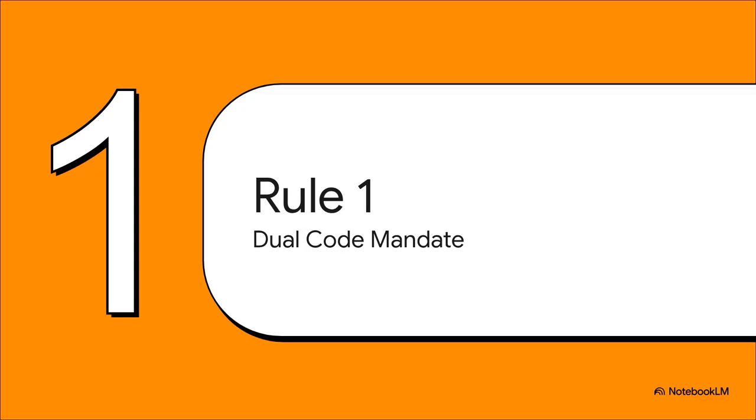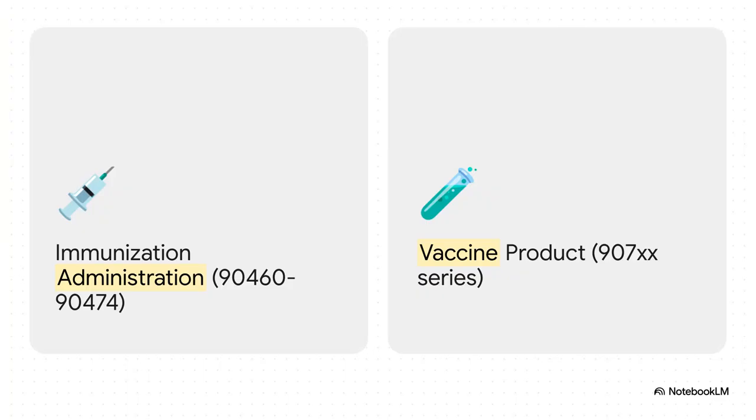Let's jump right into Rule 1, the dual code mandate. This rule governs how we code immunizations, and it demands a strict dual coding approach. Basically, when a patient gets a vaccine, you cannot just code the vaccine liquid itself. Think of it like taking your car to the mechanic, right? You have to bill for the labor, which is the immunization administration code for giving the physical shot, and the materials, which is the specific vaccine or toxoid product code. The exam absolutely expects to see both.